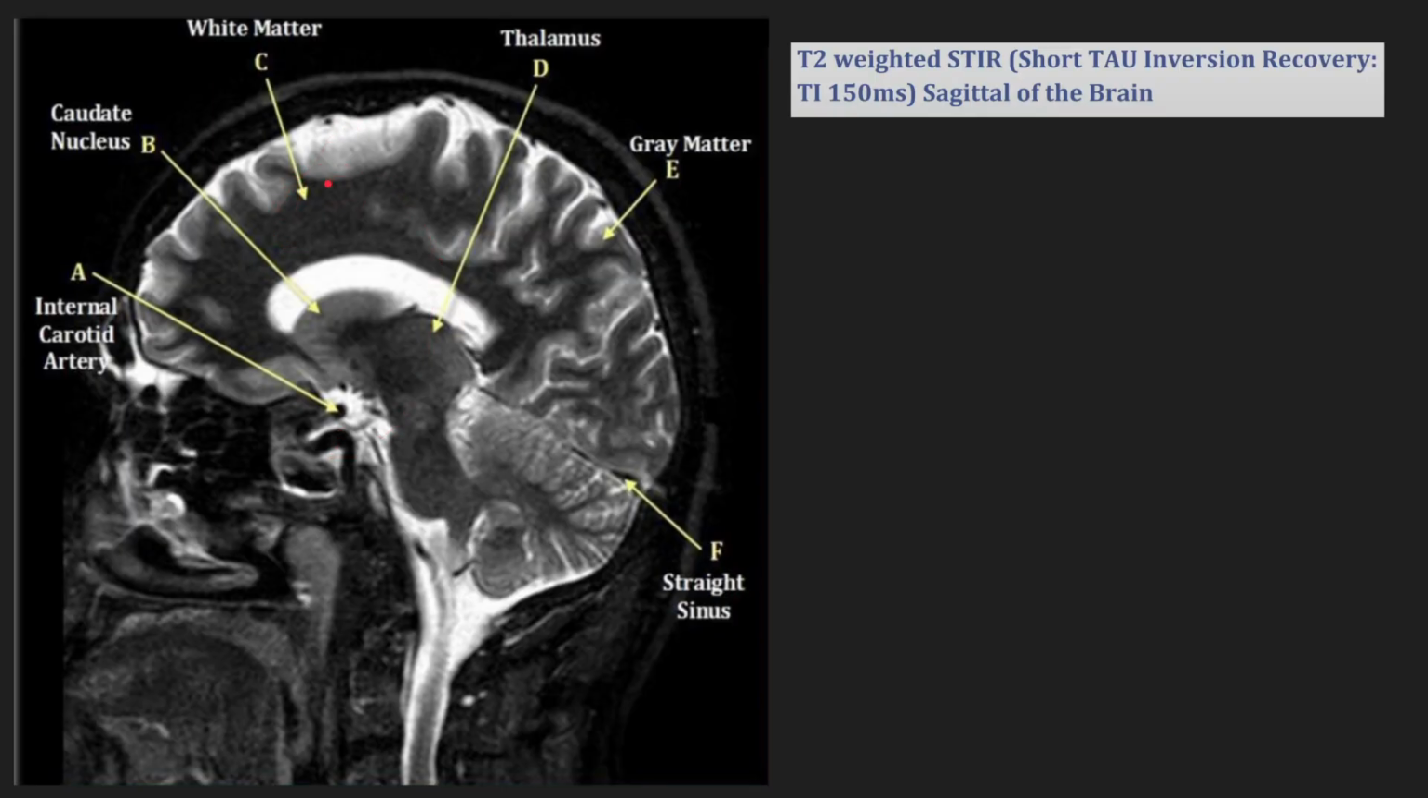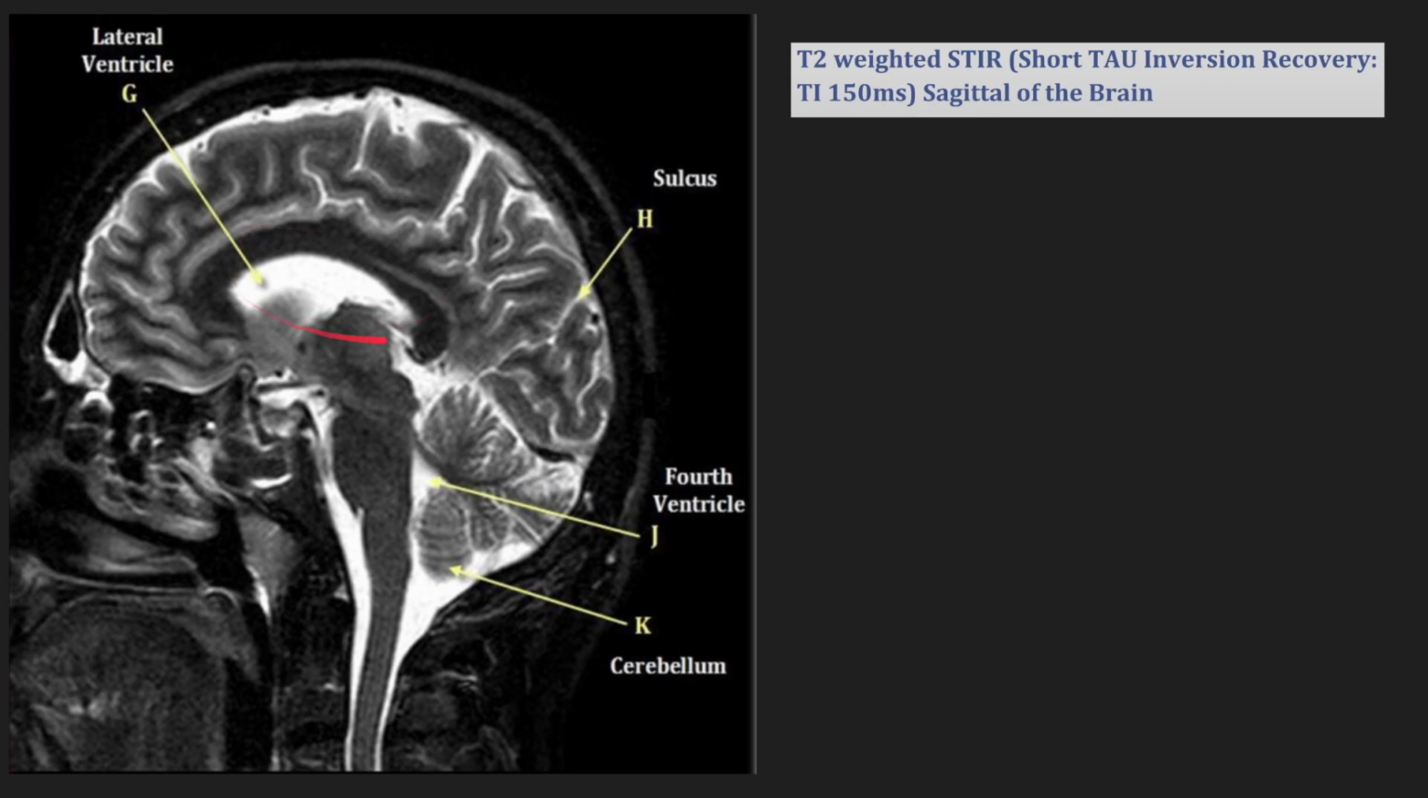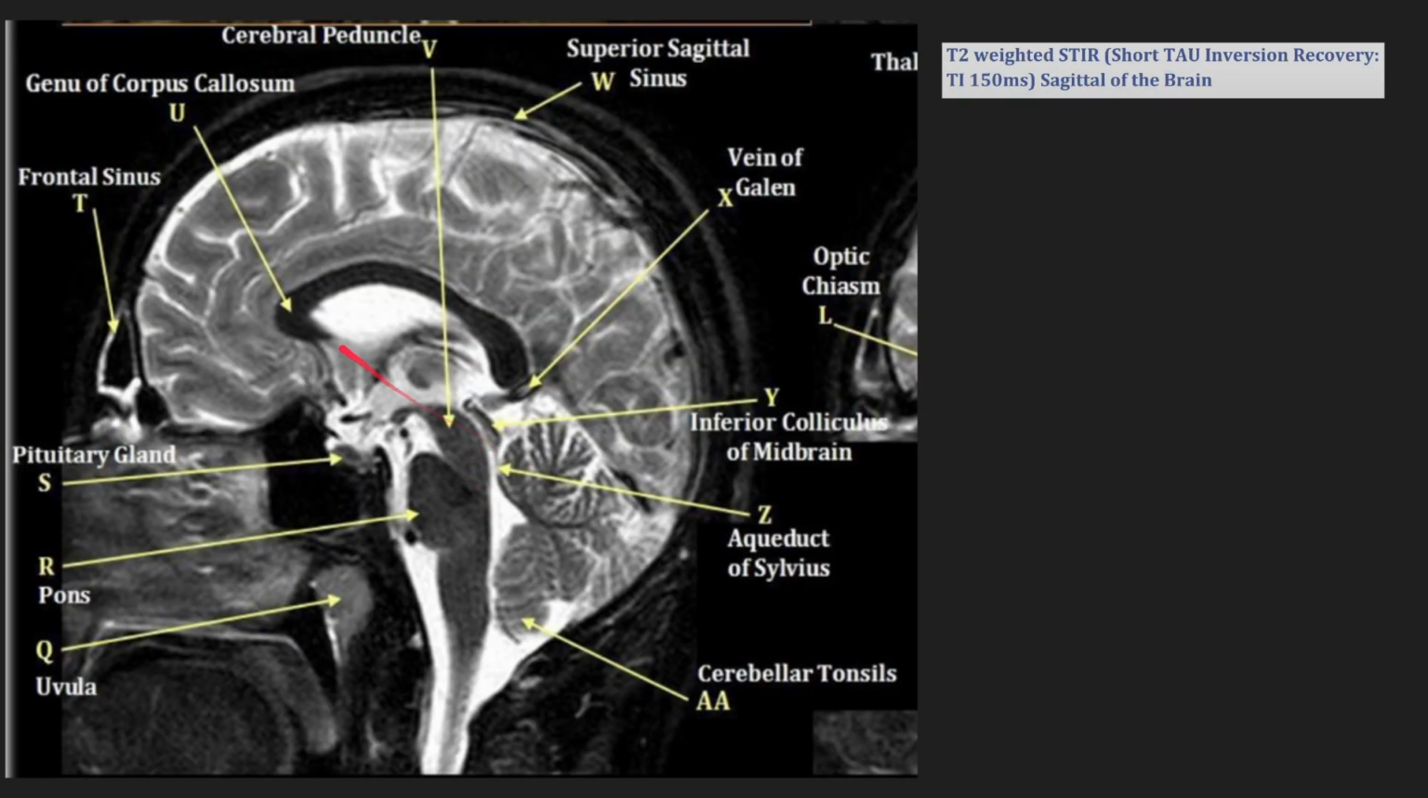So white matter, grey matter, you have the thalamus here, caudate nucleus, internal carotids, straight sinus, lateral ventricle, sulcus or sulci, fourth ventricle, cerebellum. Here you have the genu again, so superior sagittal sinus, cerebral peduncle, frontal sinus, pituitary gland is here, pons, uvula, vein of Galen at the back.